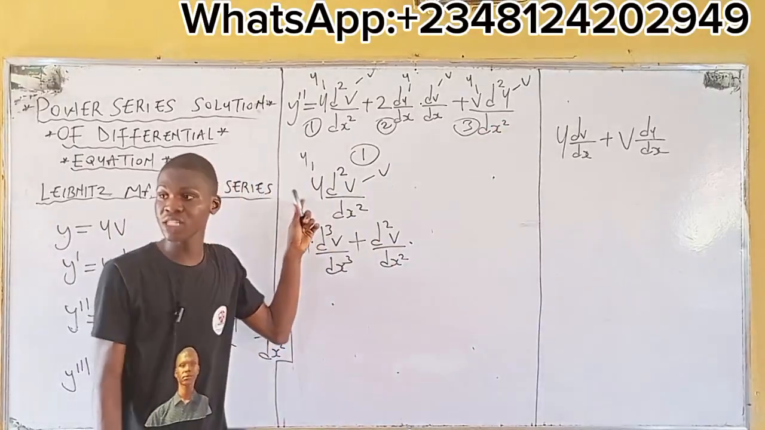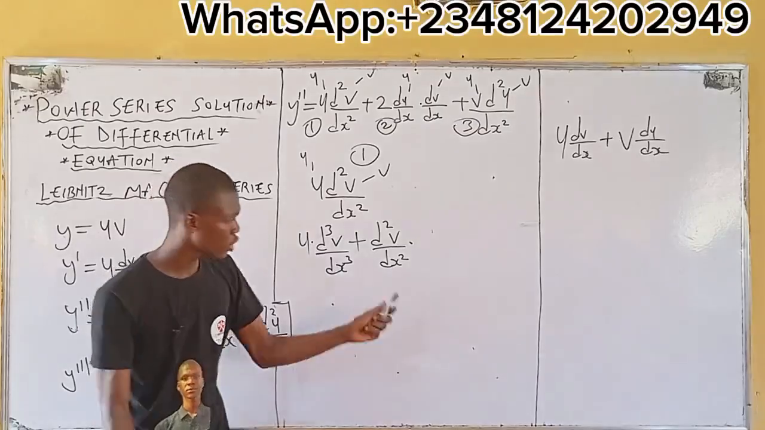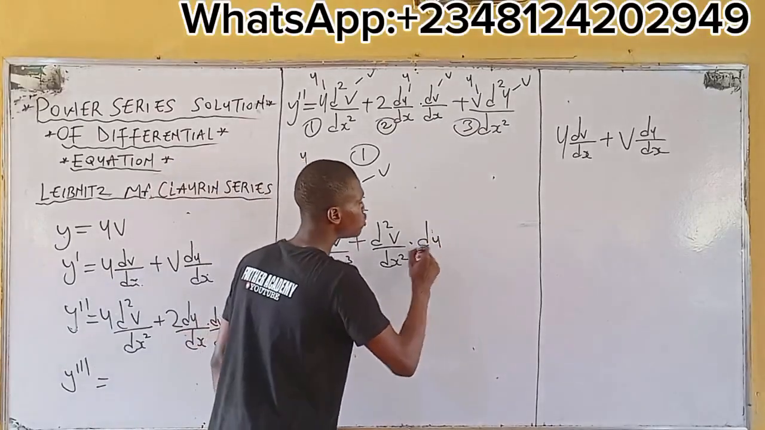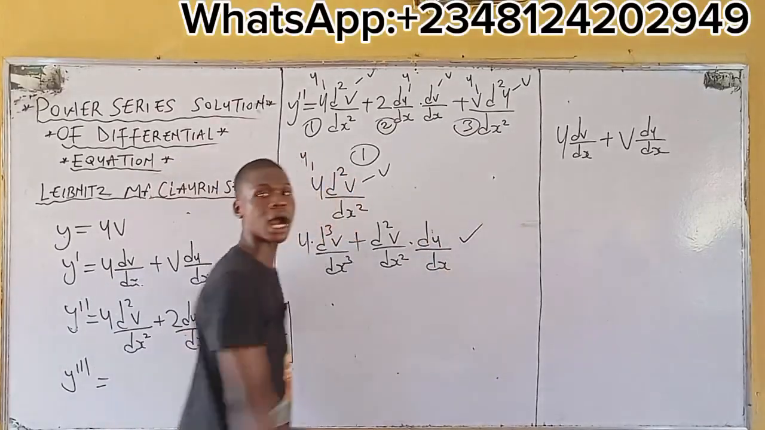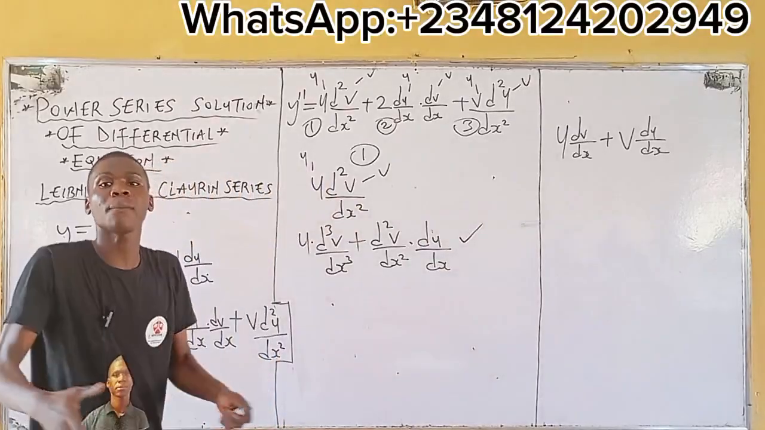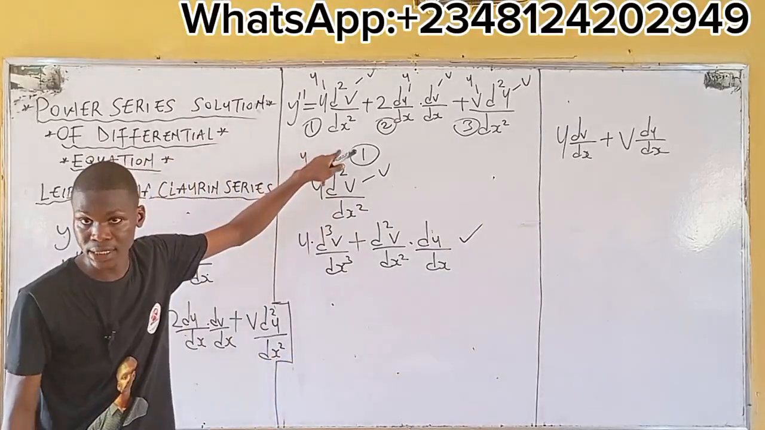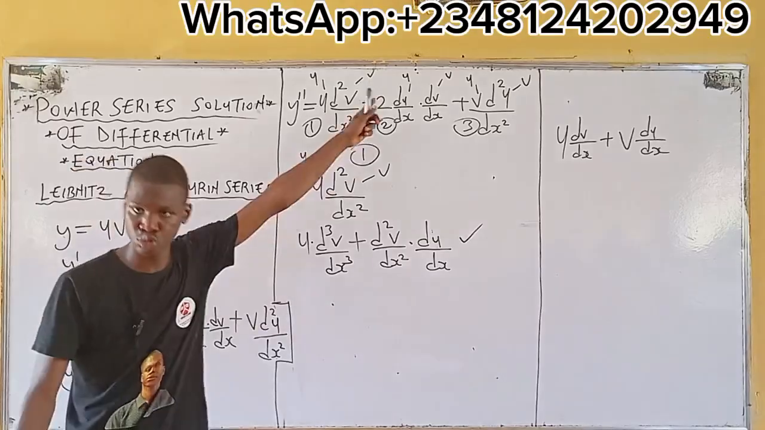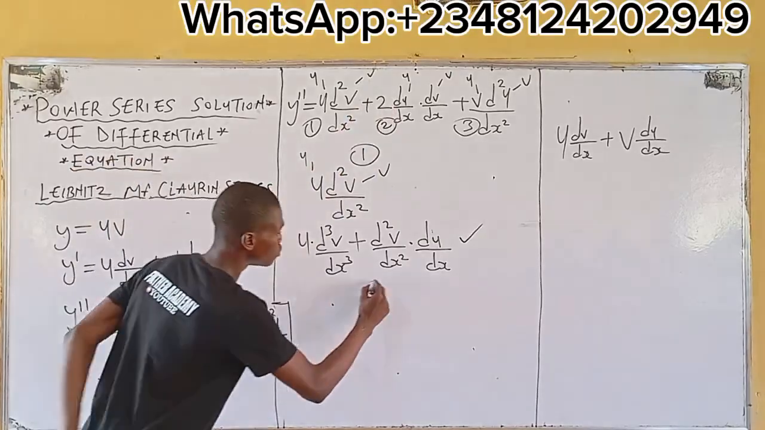And if this is u, the derivative becomes what? du/dx. So multiply by what? du/dx. I've implemented, or you say we applied product rule to 1, right? Let's apply product rule to 2. We are applying product rule to 2.